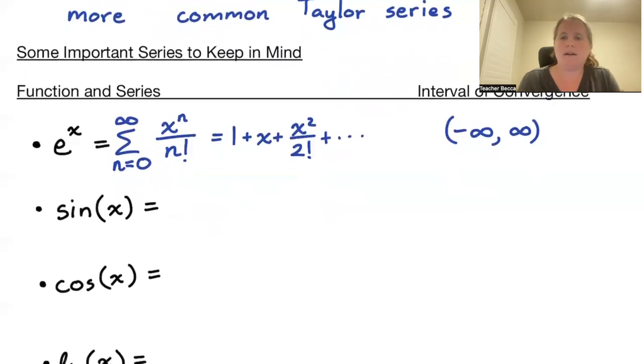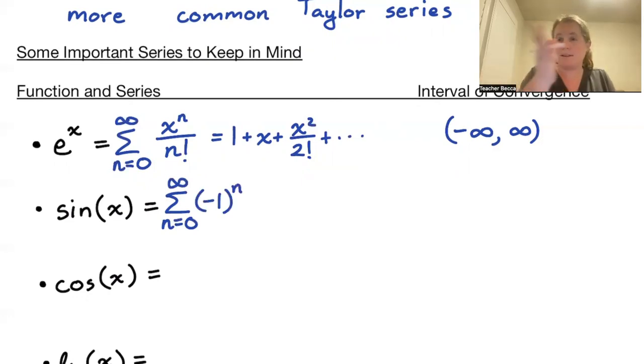Sine of x, if you think about sine and its derivatives evaluated at 0, all of the derivatives that land on cosine will go to either plus or minus 1, alternating, and the ones that land on sine will go to 0. And so what we wind up getting is a sum from n equals 0 to infinity of negative 1 to the n. There's that alternating sign from whether cosine is on the positive or negative.